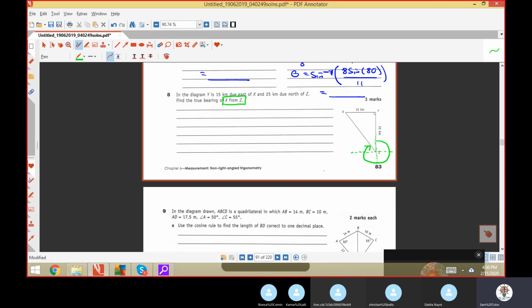Any problems over there? I'm not sure. Sine, find the length. Find the length. Okay, so that's not like a formula. So find the length. I'll show you this one here.